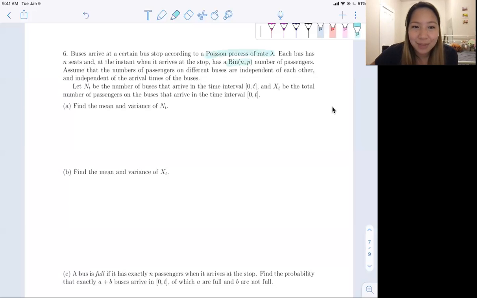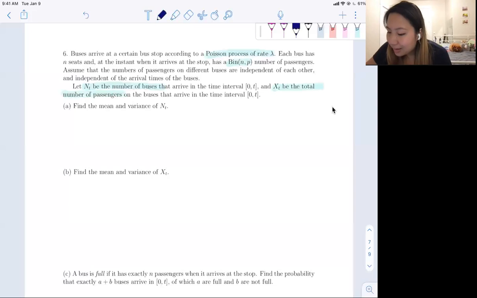Let N_t be the number of buses that arrive in the time interval, and X_t the total number of passengers. So X_t is a sum of N_t binomials, where all of them are independent.